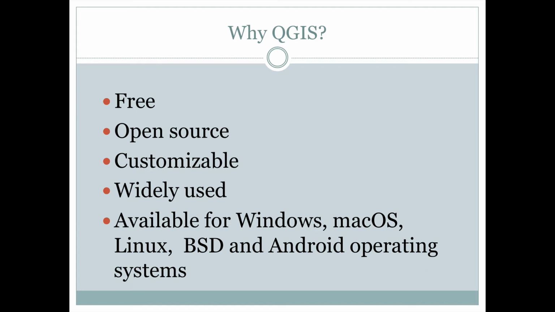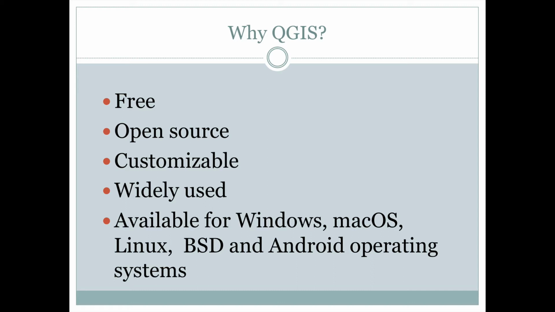So why use QGIS? I'd like to talk about this in two ways. One, why you might want to use QGIS as a choice for a GIS system, and also why we're specifically using it for this class. So QGIS, first of all, it's free. There's no charge to use it. You can simply download it from the internet and start using it.